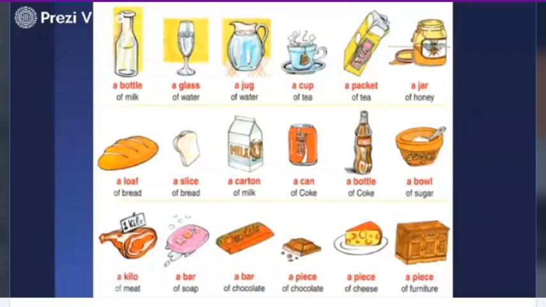A slice, una rebanada. A carton, un cartón. A can, una lata. A bottle, una botella. A bowl, un recipiente, un tazón. You can use measures like kilos, kilograms, grains. A bar, una barra. A piece, una pieza. You can use these to transform uncountable nouns into countable.